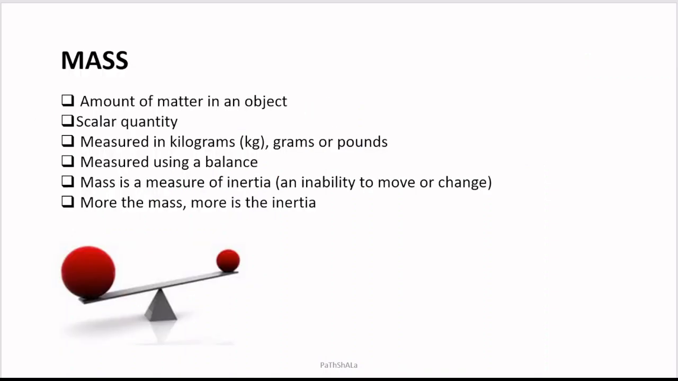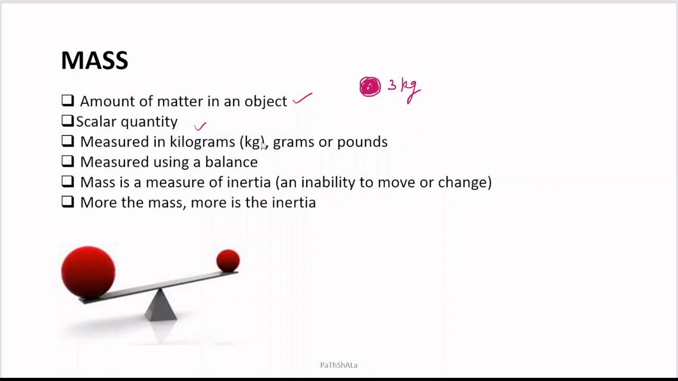Let's talk about mass first. So what is mass? Mass is basically the amount of matter in an object. How much matter an object contains. If I'm talking about a ball, how much matter is there inside the ball is actually the mass of this ball. Right? It's a scalar quantity. Why? Because it doesn't have a direction. If I'm saying the mass of this ball is 3 kgs, it doesn't have a direction. So it's a scalar quantity. It just has a magnitude of 3 kgs.